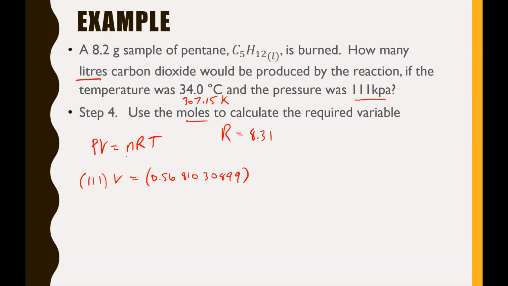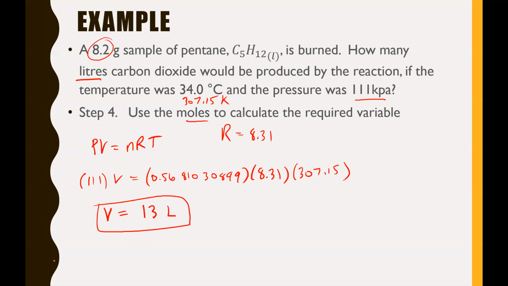0.5681030.899. That's your N, that's your number of moles, times R, which is 8.31, times T, which has to be in Kelvin. Temperature has to be in Kelvin, not in Celsius. So 307.15. Just looking at this, I can tell I'm going to multiply this whole mash together and then divide away this 111 to get V all by itself. Round to 2 sig digs, which is how many sig digs we need here. So V is going to equal 13 liters.